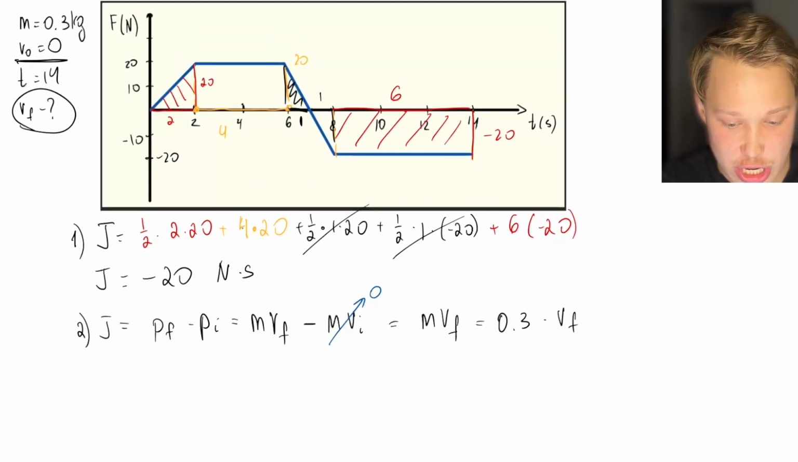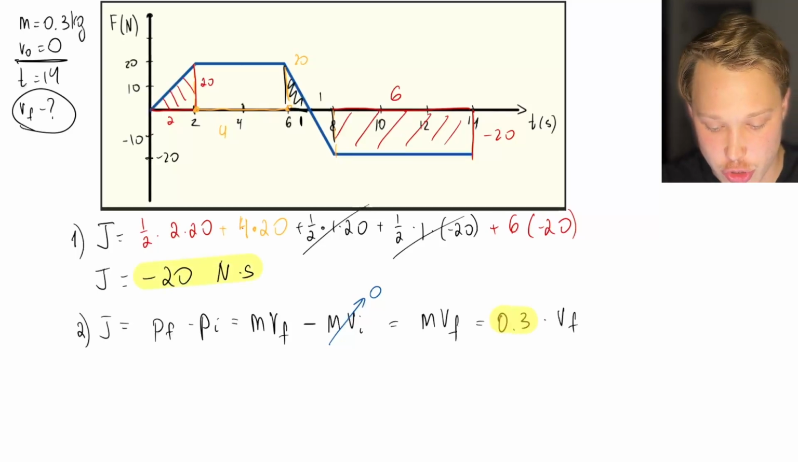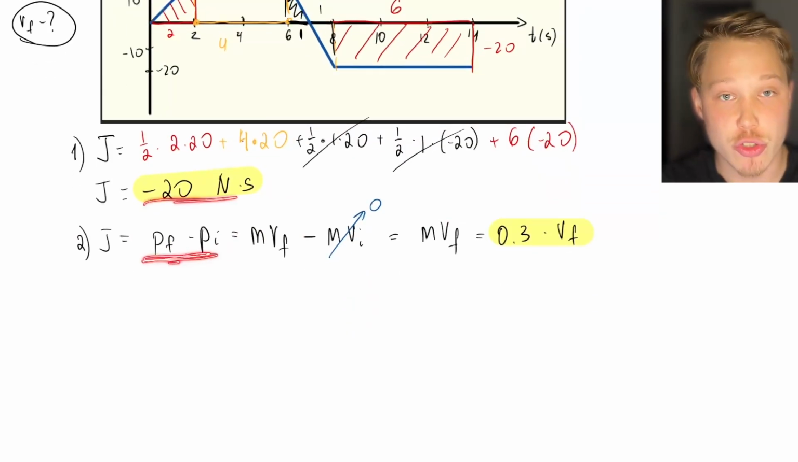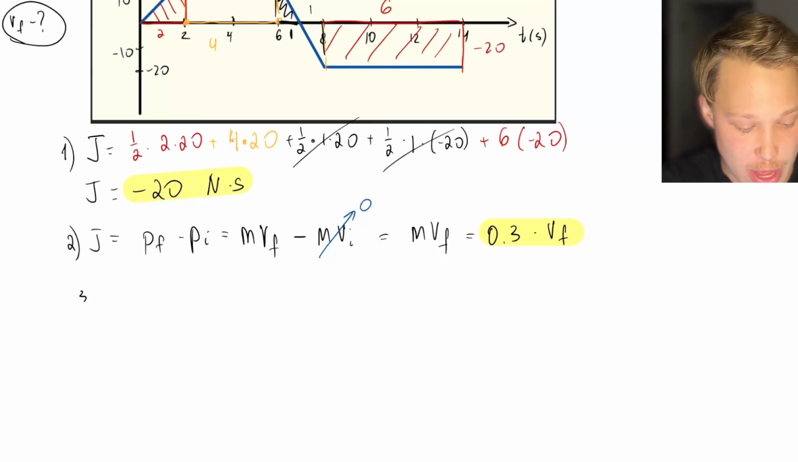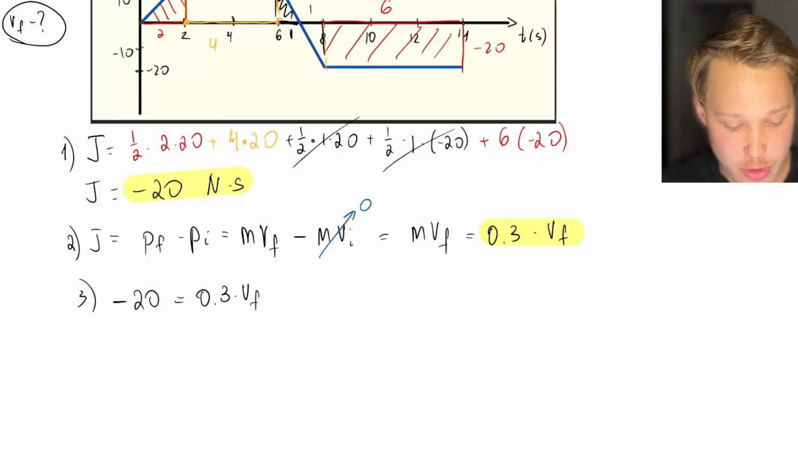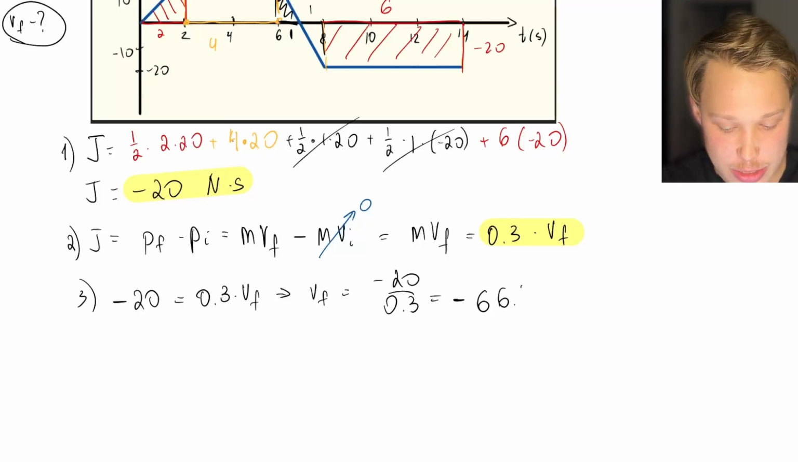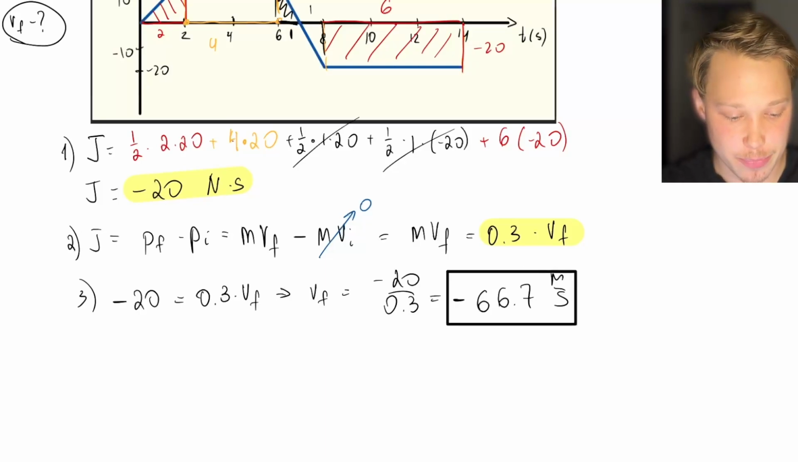So our J is equal to this, and our J is also equal to this, right? Because it's equal to change in momentum, and it's equal to force times time. So finally, combining these two equations into one, minus 20 is equal to 0.3 times vf, or vf is equal to negative 20 over 0.3, which is equal to minus 66.7 meters per second. So just like this, we found our final velocity.